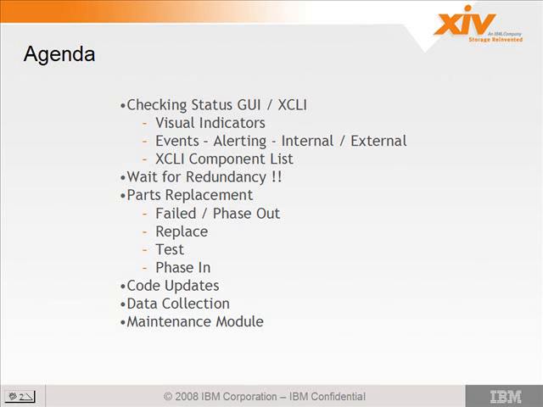XCLI component list we'll go into a little more detail, and that's going to be your best friend in determining what's wrong with the system. And we're going to mention several times, until you're tired of hearing it, how you need to wait for redundancy before you do any maintenance on the system. We're also going to talk about how with this machine you want to do one maintenance action at a time. Make sure that the previous maintenance action completed before starting the next maintenance action.